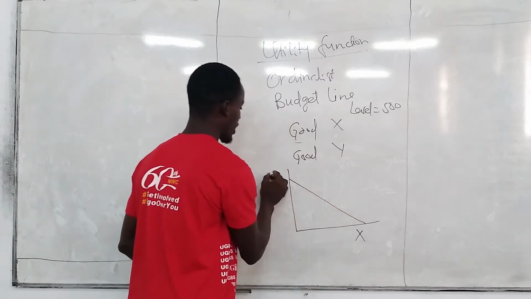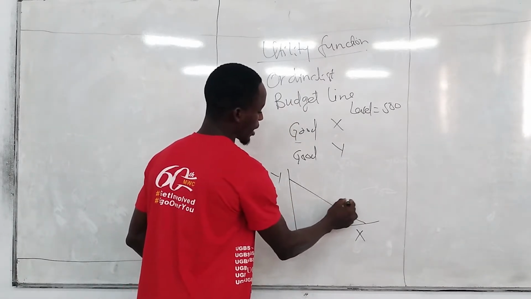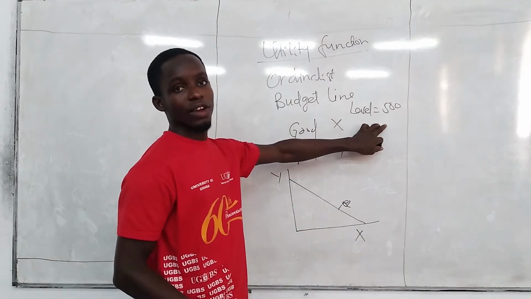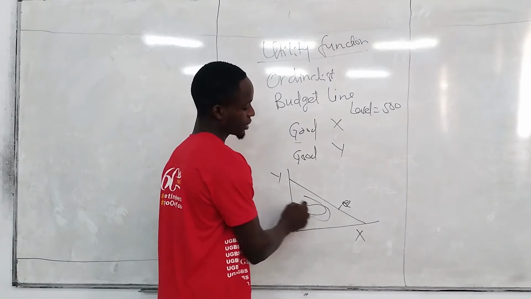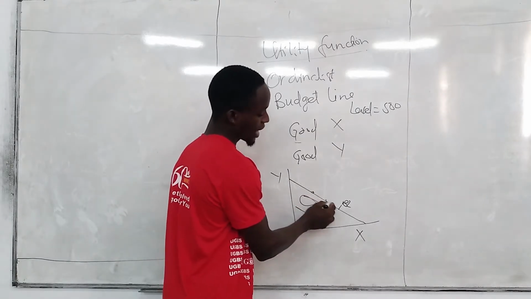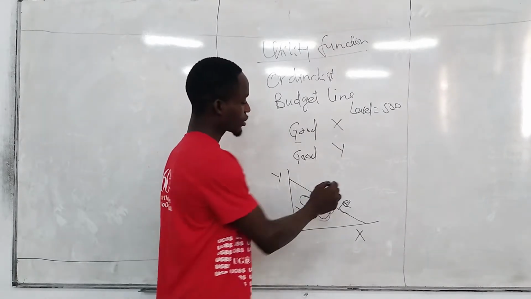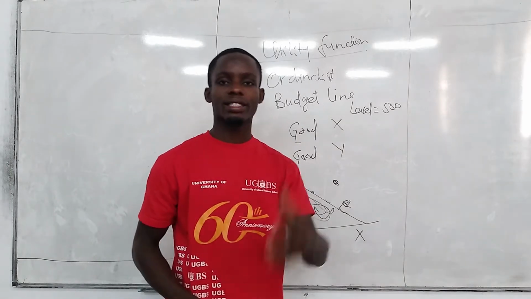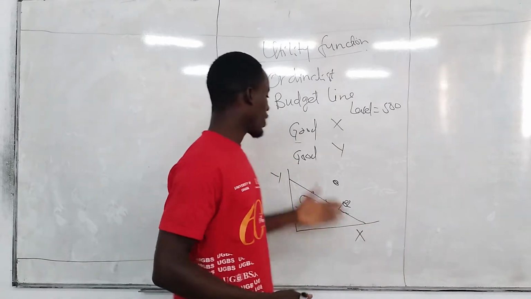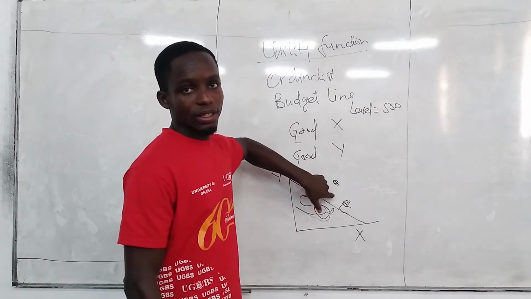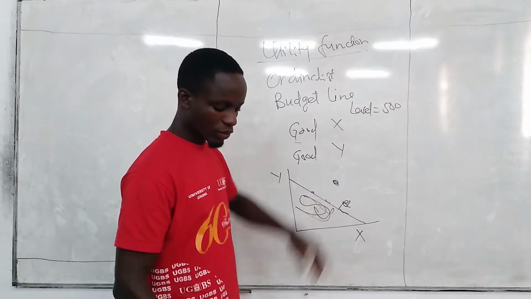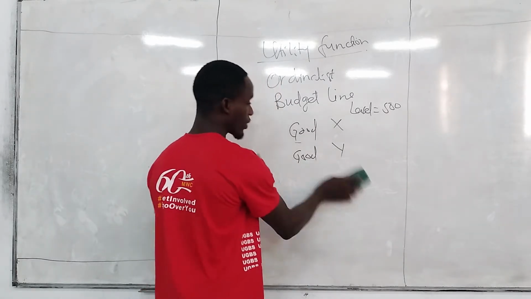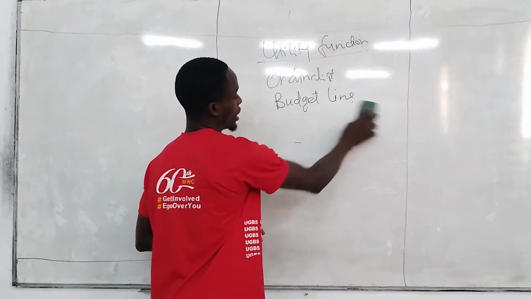So if I have my budget line like this, I can have good X here and good Y here. This is my budget line. With my level of income, 500, I can only operate here or on the line. I cannot go beyond that line, unless there's an increase in your income, then you can move to this point. Is that fine?